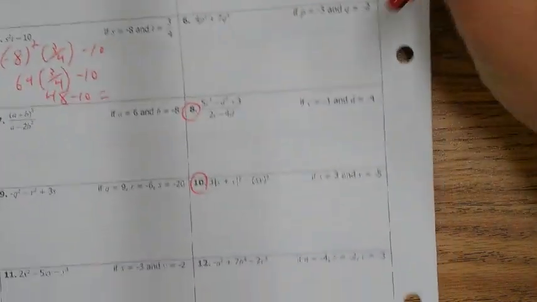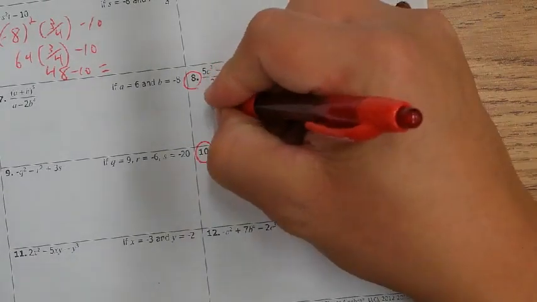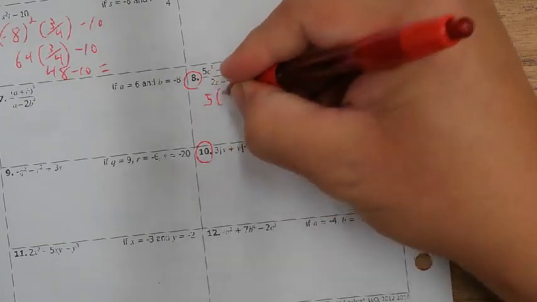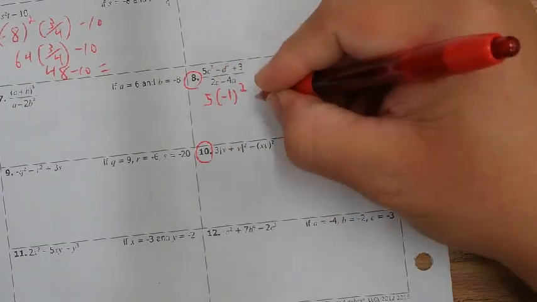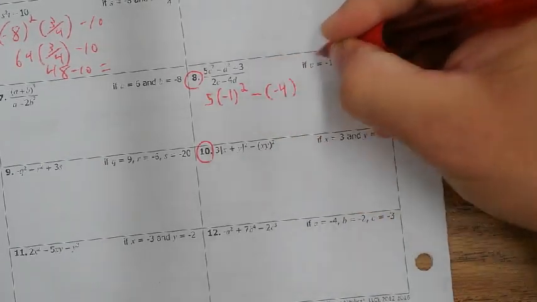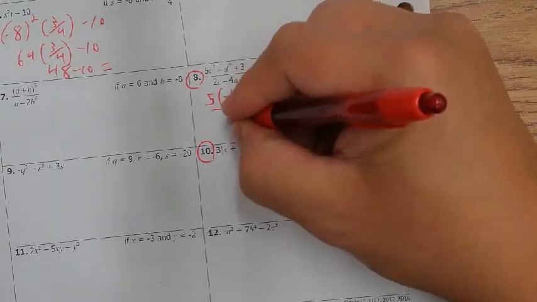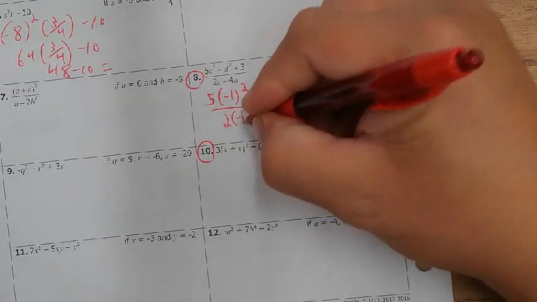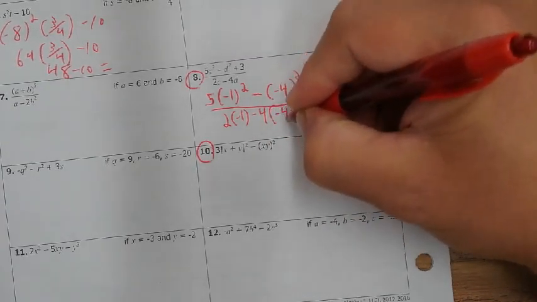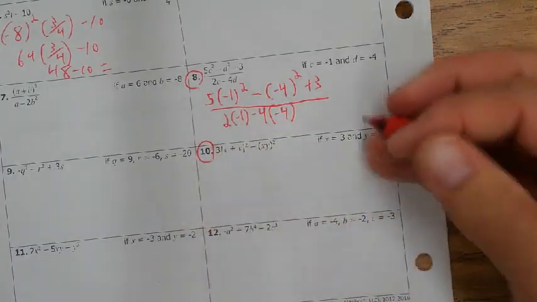Okay, and then number 8, sorry. Number 8, we're going to do 5. C this time is negative 1. So you're going to put negative 1 in parentheses, squared, minus D. D is negative 4 squared plus 3, all over 2 times negative 1 minus 4 times negative 4. So remember, notice I put parentheses around each one of these.